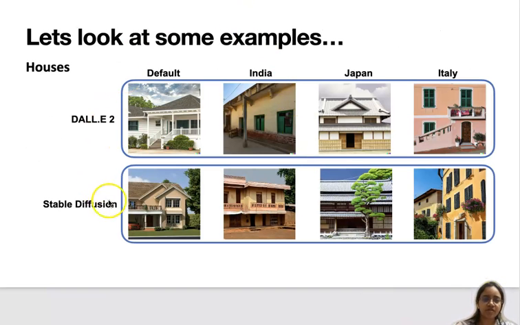These are some examples, and this is for houses. These are the default generations without any country name in the prompt, and these are the specific generations. And we can see, by carefully looking, how the generations differ when you mention the country name in the prompt as compared to the default ones.